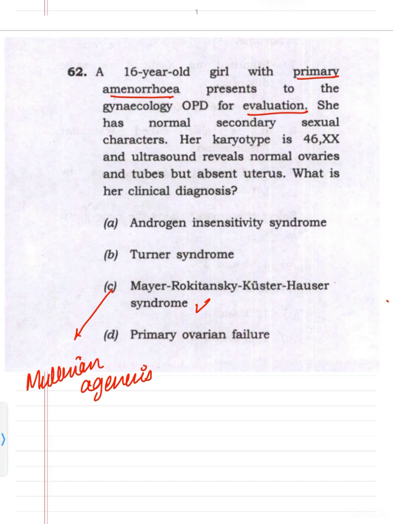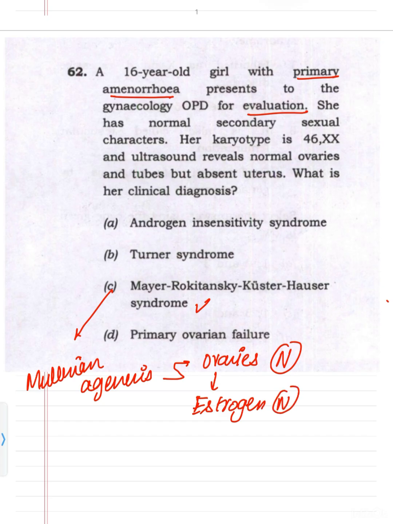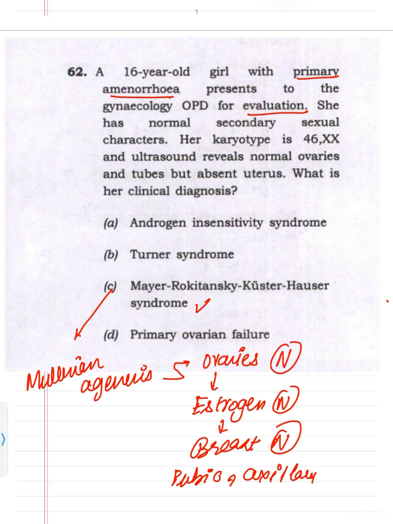So there will not be development of uterus, cervix, and upper 2/3 of vagina. But ovaries develop normal, because ovaries have different embryological logic; they do not develop from the Mullerian duct. Second, because ovaries are normal, your estrogen will be normal. Now, because estrogen is normal, your breast development will be normal. And pubic hair and axillary hair, because they depend on the androgens, will be normal.